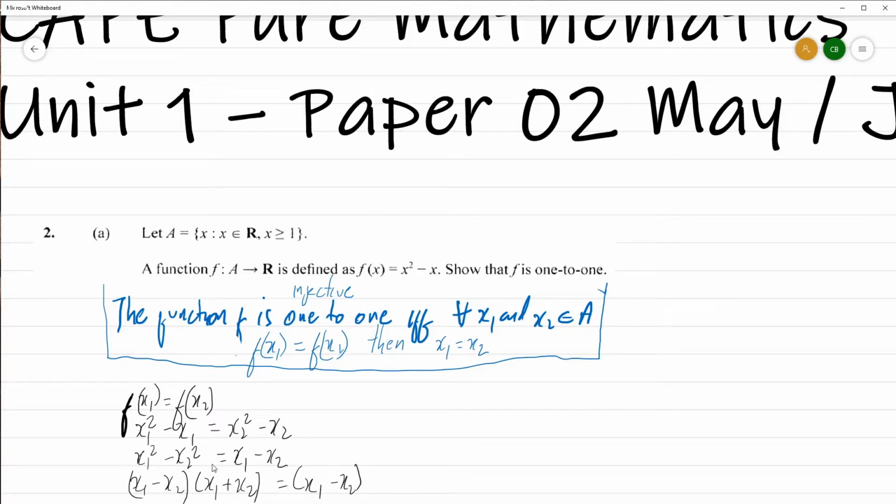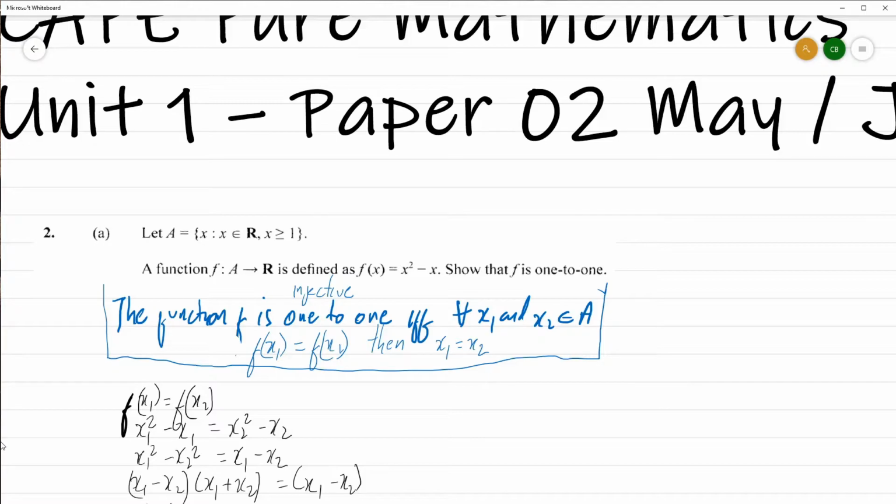Now you would be tempted to cancel x1 minus x2 with the x1 minus x2 on that side. You should not do that. You will not be able to get your solution if you do that, because you will be losing one of your potential solutions. So do not cancel this x1 minus x2 with this one. Just bring the expression over to this side and make it equal to 0, so you'll be able to keep this x1 minus x2 solution.